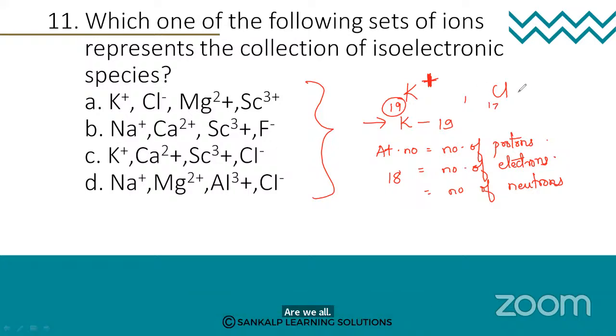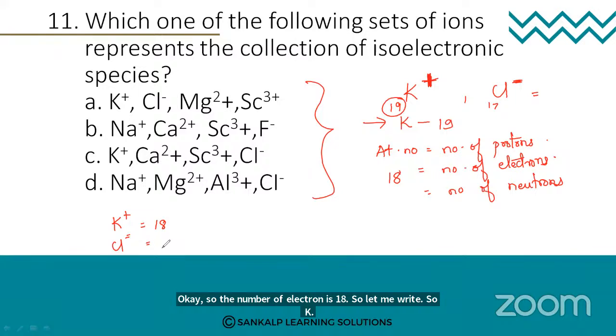Okay. Then here chlorine is 17. So Cl minus means one extra electron. So the number of electrons here is 18. So let me write: K plus is 18, then Cl minus is 18.